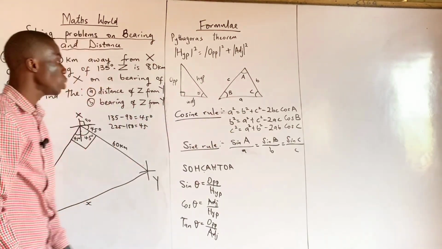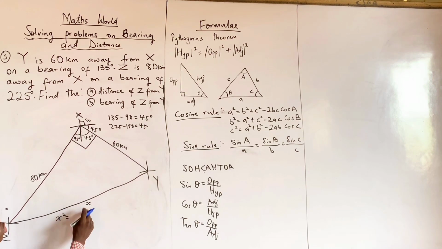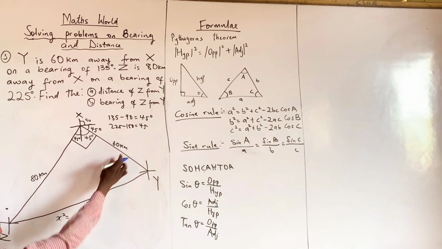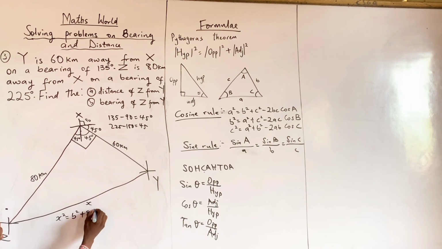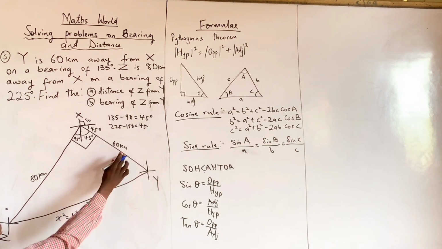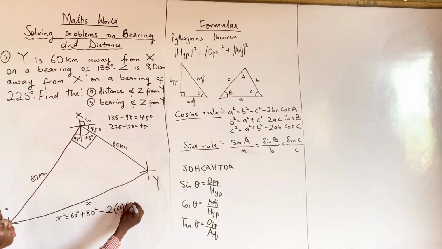I can use this one, which says that a squared, which is our x squared, equals b squared, which is 60 squared, plus c squared, which is 80 squared, minus 2bc cos A, that is 2 times 60 times 80 cos A. Our A is what? 90. 45 plus 45 is 90. So our A is 90 degrees.